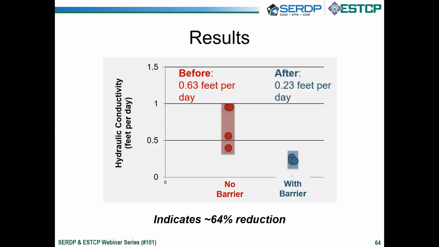This graph shows the final results where we achieved about a 64% reduction in hydraulic conductivity. Then there was some consideration for applying this at a larger source area, but because this area had even lower permeability, it was decided that a barrier may not be feasible to install and show enhanced degradation within a reasonable time frame.